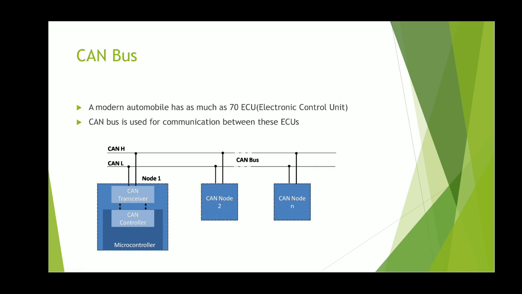The bus line of the CAN bus is made of two twisted pair copper cables, and the cables are labeled. Here we can see that one cable is labeled CAN H and the other is labeled CAN L. CAN H is the high voltage line and CAN L is the low voltage line. Various nodes can be attached to the bus line in parallel, and each node in the CAN bus contains a CAN transceiver, a CAN controller and a microcontroller.